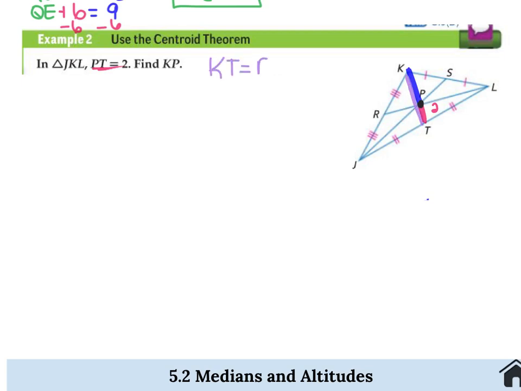KT equals the full length. We don't know what KT is yet, but we're going to figure it out. We're going to solve for what we need to solve for. So KP, again, according to my theorem, equals 2/3 times KT, or my entire median. So, I don't know what KT is. The last example, we had the full median length, but here, we don't have that. Remember what we did last time?